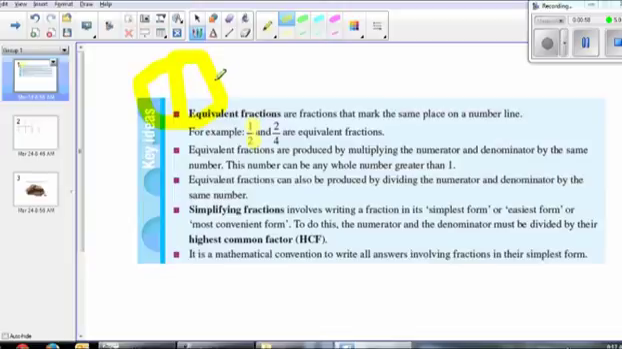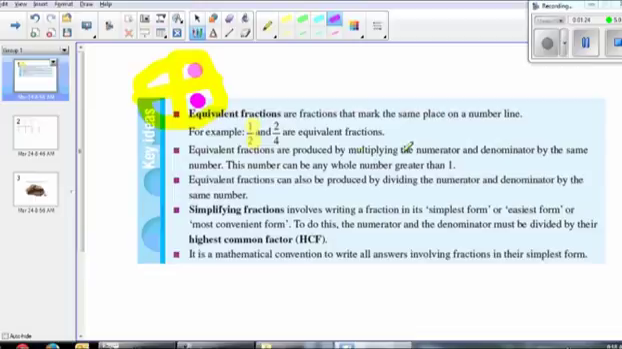Now with 2/4, all they've done is they've cut this pizza this way as well. So now there's 4 pieces. You own 2 pieces, so you still own half the pizza. Even though the denominator changes, the numerator is still 1/2 of that denominator.